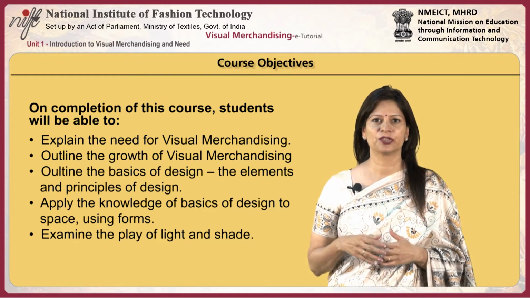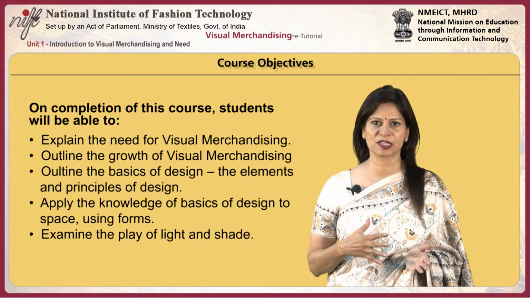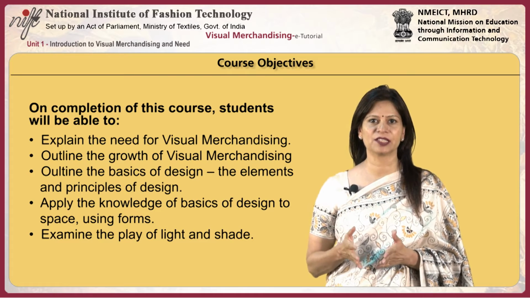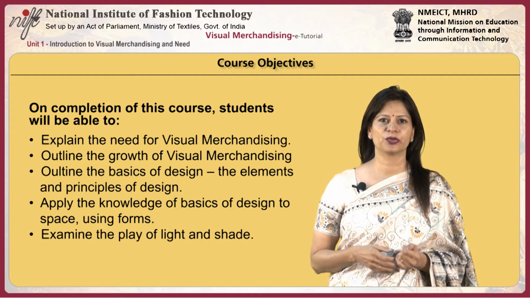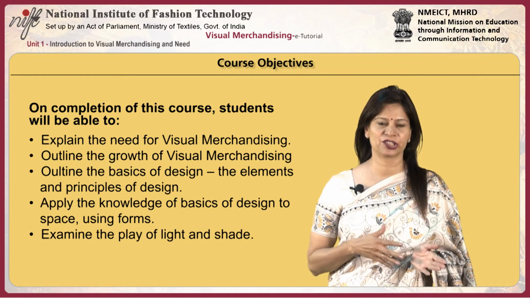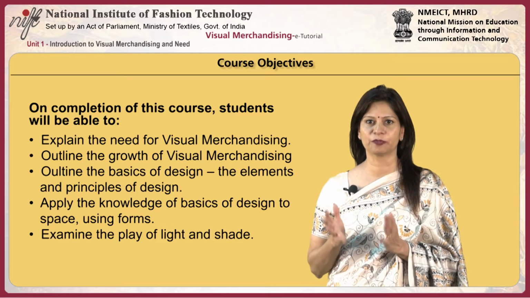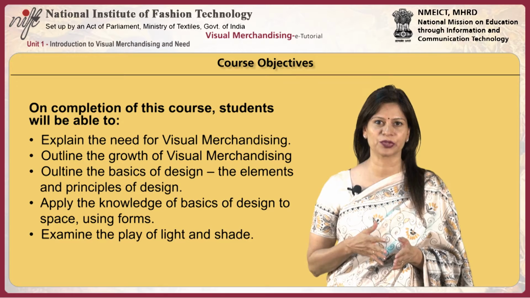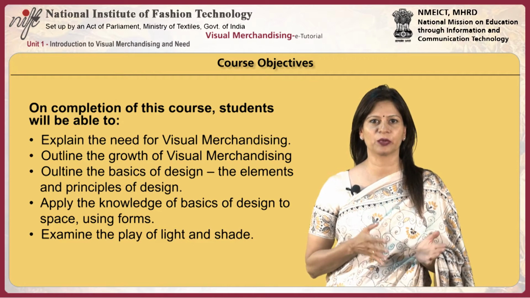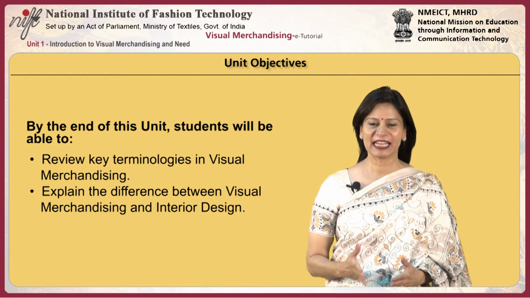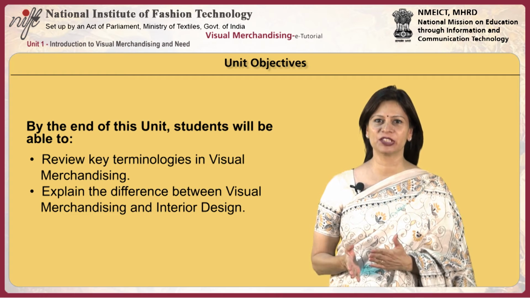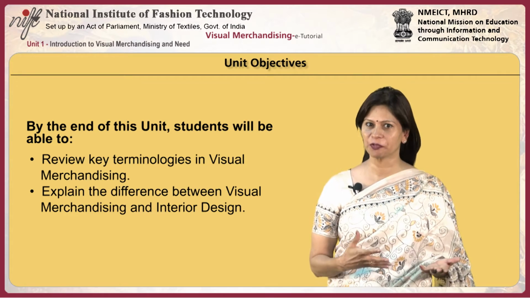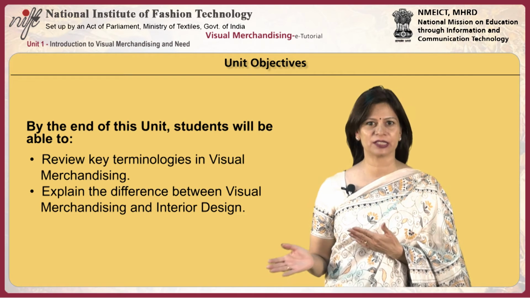design, to apply the knowledge of basics of visual design to space using forms, to visualize space and its look, to examine the play of light and shade, to create the forms and using sunlight to understand how shades and shadows create a look to the visual space. By the end of this unit, students will be able to understand key terminologies in visual merchandising, understand the difference between visual merchandising and interior design.